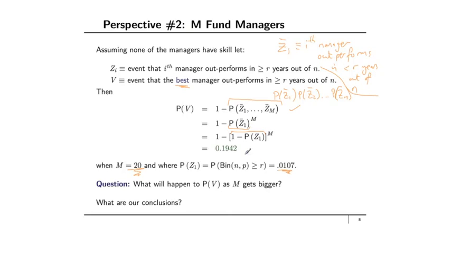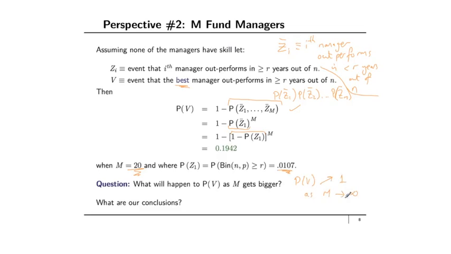And actually, you can easily see what happens. As we increase m, the number of fund managers in the marketplace, the probability of V will actually increase to 1 as m gets very large.